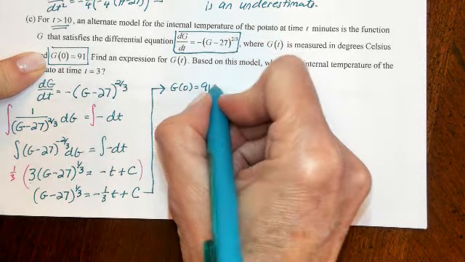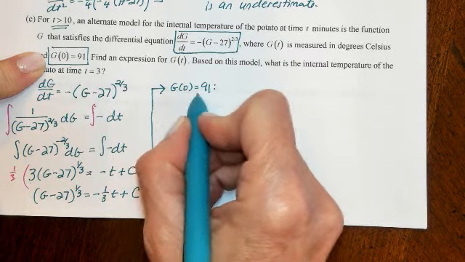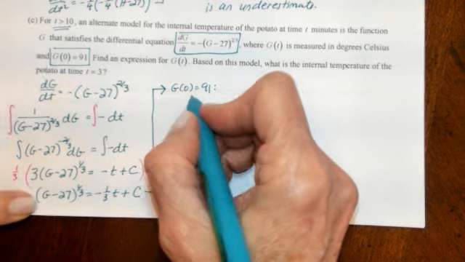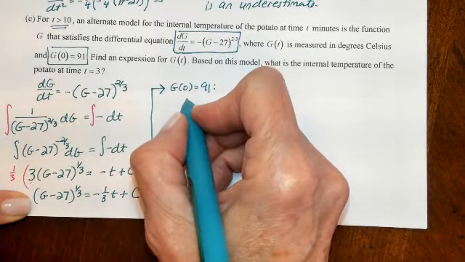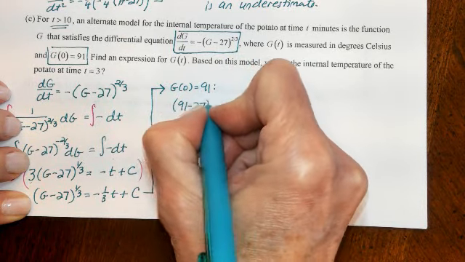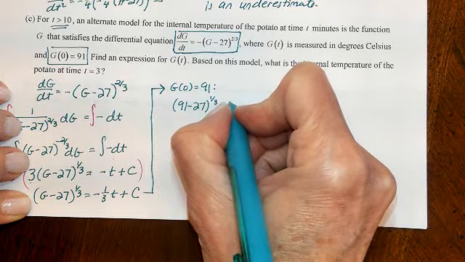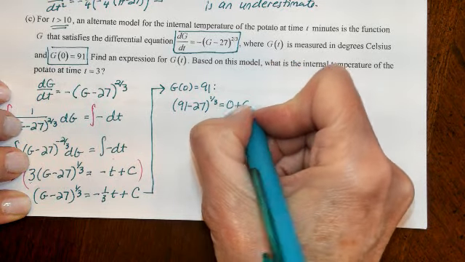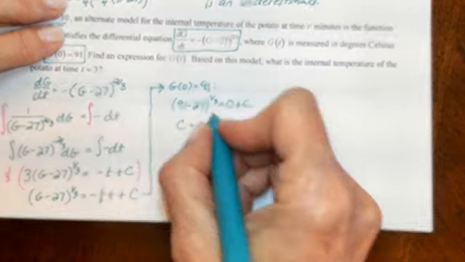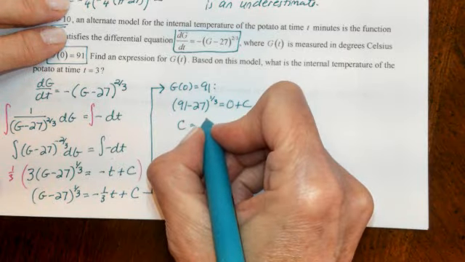So tell AP when you do that though. Tell it, because don't just start getting some numbers here. Tell them what's making you get these numbers. So I'll have 91 minus 27 to the 1/3 is equal to 0 plus c. So c will just be the cube root of 91 minus 27.